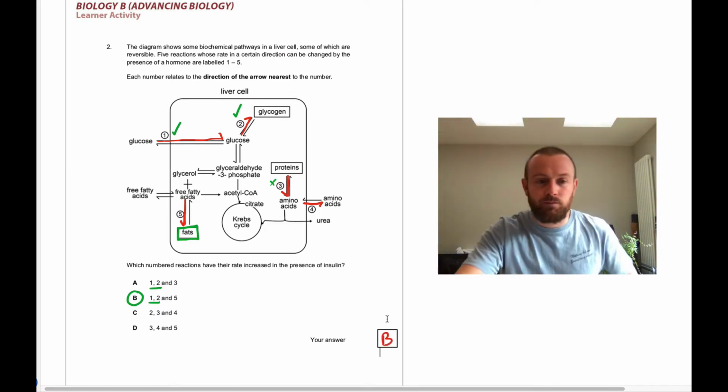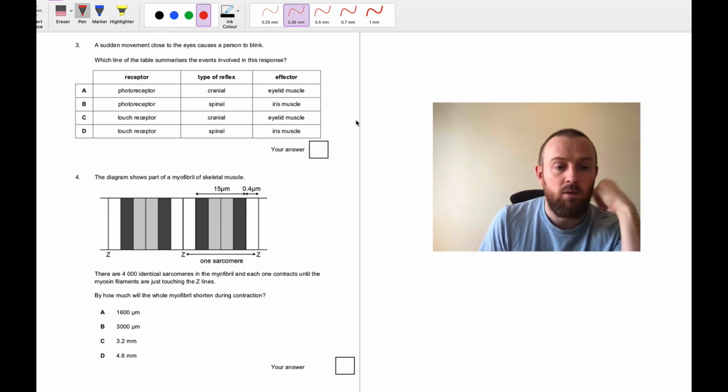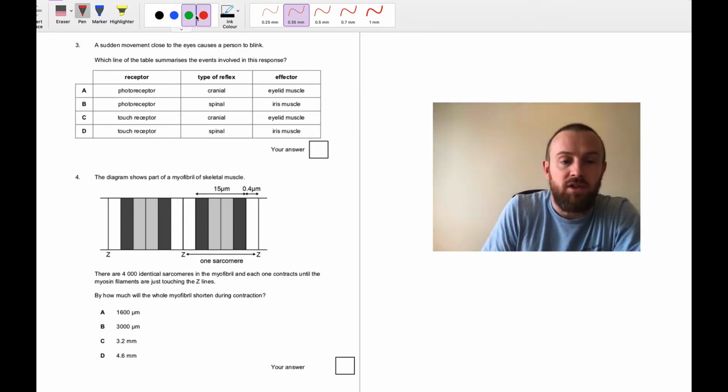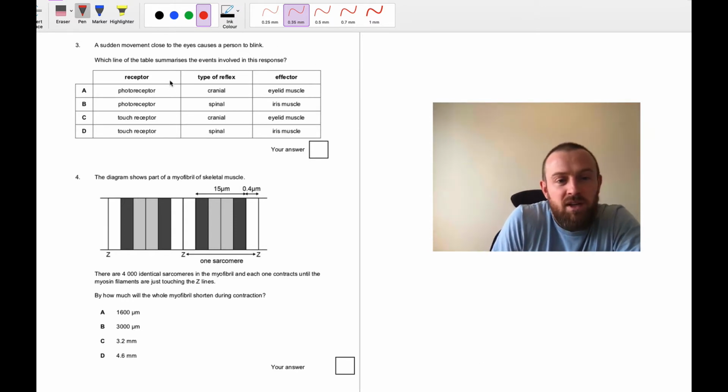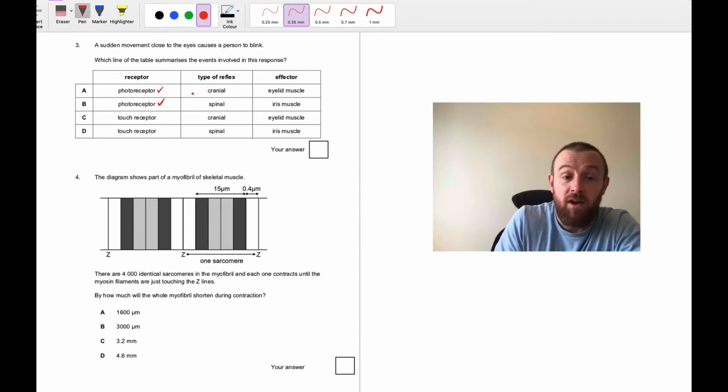That's a horrible question. Question 3. A sudden movement close to the eyes can cause a person to blink. Which line of the table summarizes the events involved in this response? Well, the receptor is going to be a photoreceptor, not a touch receptor. So that's the choice, photo or touch. It's a photoreceptor because you can see the object moving. If you wait till it touches your eye, it's too late. This reflex is going to be a cranial reflex, and the effector is going to be the eyelid muscle. So it's this one.